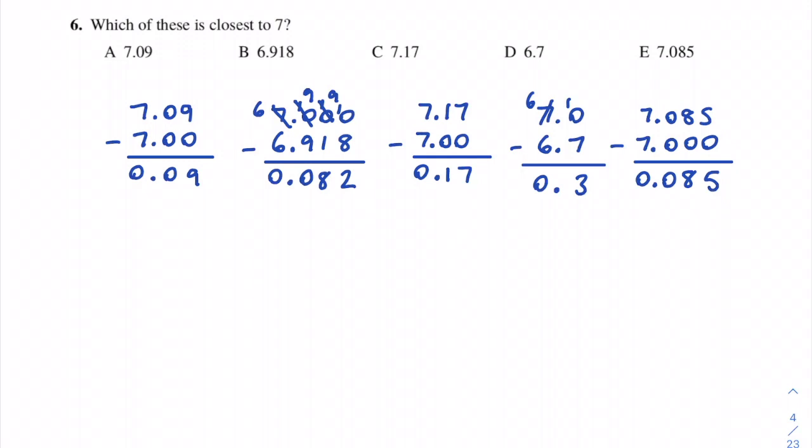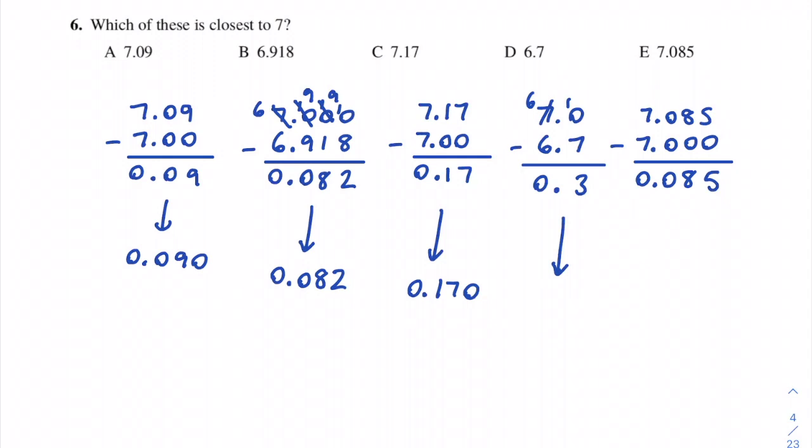Now, if we write each of these differences so that they've got the same number of decimal places, we can then compare each of the answers to see which is the smallest. If we write them to 3 decimal places, that will make it easy for us to compare. So this first one we can write as 0.090. This one is already at 3 decimal places, so that's 0.082. This one will be 0.170. This one will be 0.300. And this one is also written to 3 decimal places, so that's 0.085.